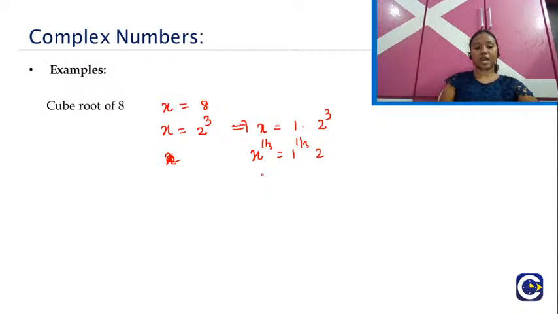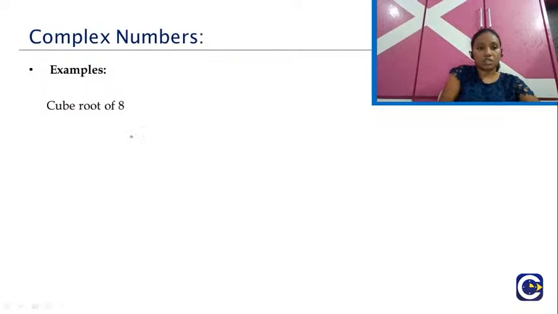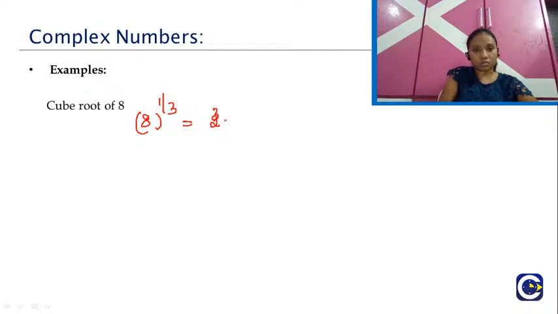So whenever we are having 1 power 1 by 3, then it's easy for us to have the cube root of unity, because just now we have discussed that. So let's simply do that. Here we are having 8, so we have to find the cube root of 8. So 8 power 1 by 3 can be written as 2 cube whole power 1 by 3. So I am writing here 2 cube into 1 whole power 1 by 3.